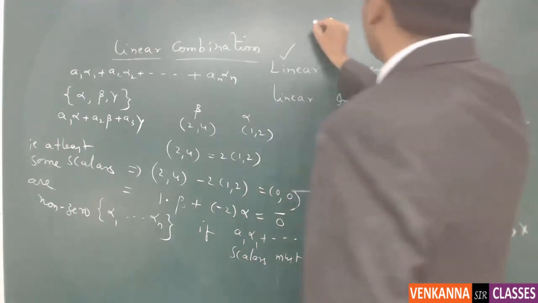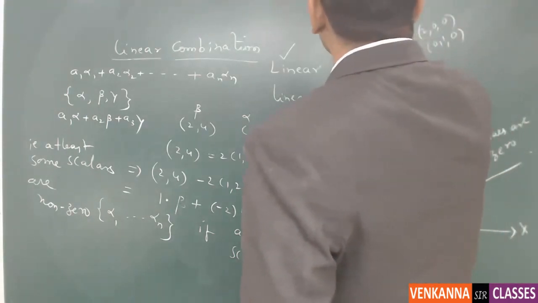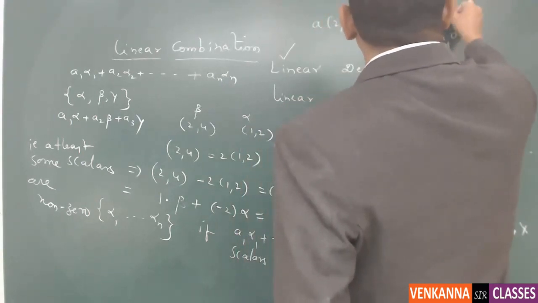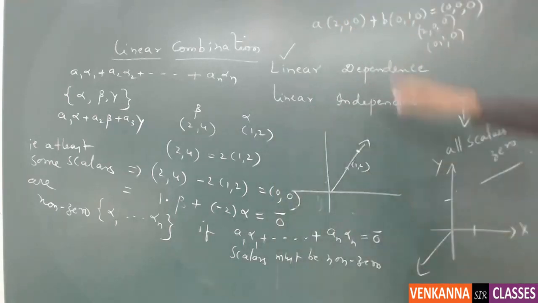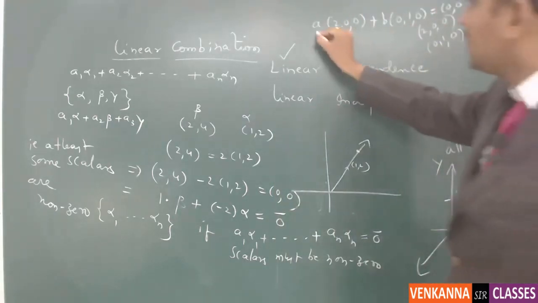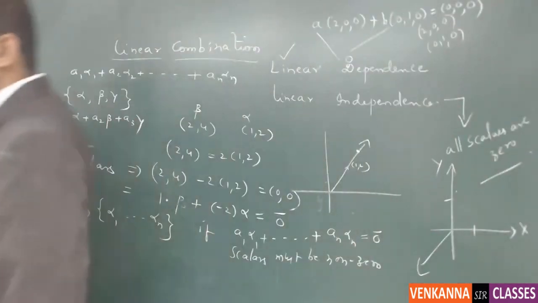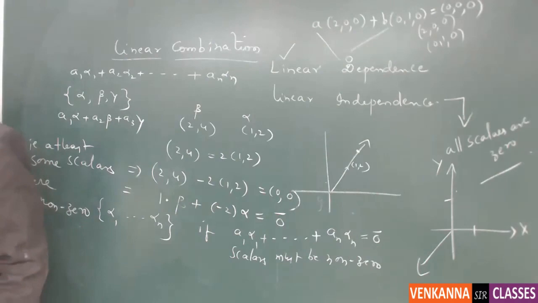So if you want to write a linear combination, the result will be 0 only when A and B becomes 0. Otherwise, this is not possible to get 0. Accepted? Except 0 in place of A and B. If you take any value in place of A or B, the result will not be equal to 0. Agreed?